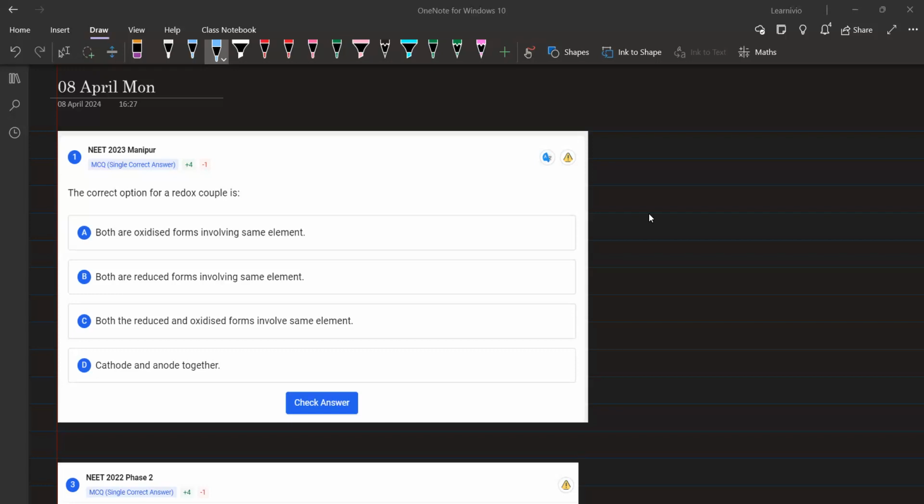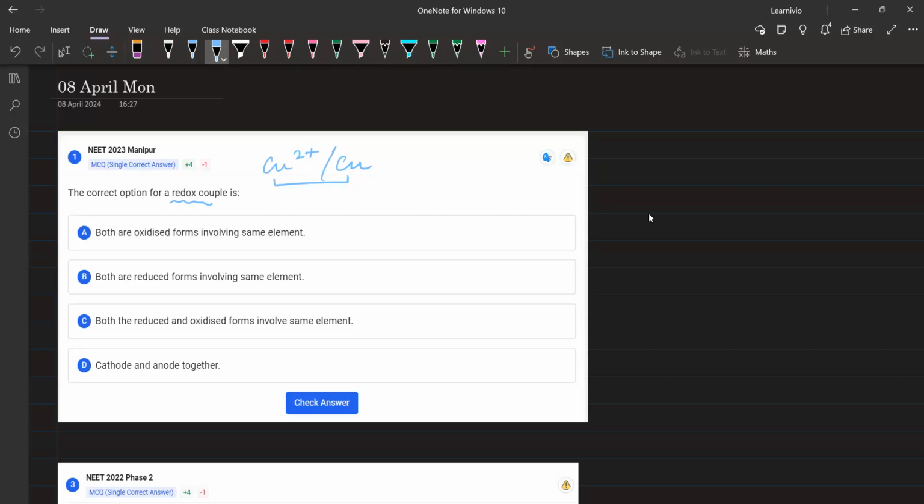See here. The correct option for a redox couple. ठीक है. What is redox couple? Redox couple में क्या होता है? For example, if you have copper 2 plus, copper 2 plus किसमें reduce होगा? Copper में reduce होगा. This is a redox couple. Copper उसका फिर copper 2 plus.